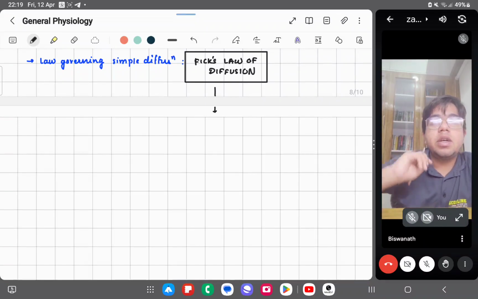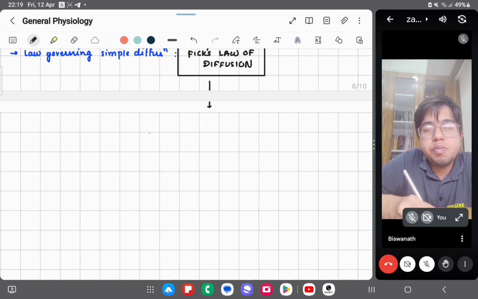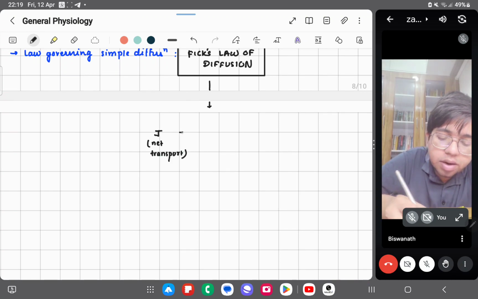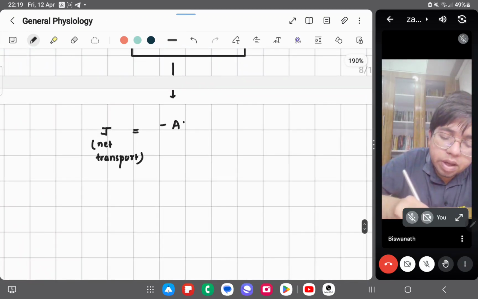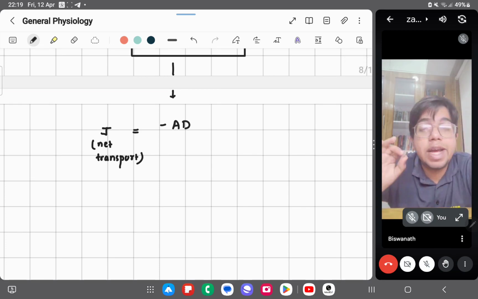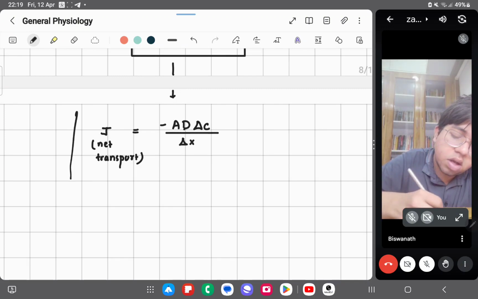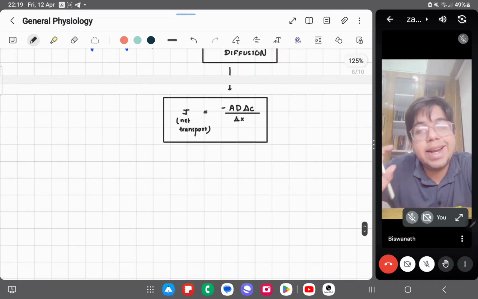Right. So the net transport. Let's write the net transport. You can use any symbol. I'm using J. J is the net transport. Net transport J is equal to minus A D delta C by delta X. What is this? A D delta C by delta X.